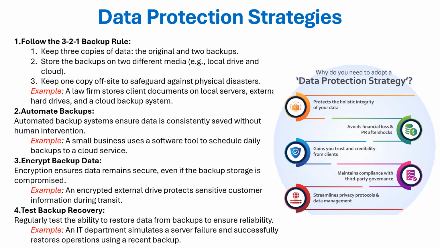For example, a law firm stores client documents on local servers, external hard drives, and cloud backup as well. The second strategy is to automate backups, using software or by setting a date or time to ensure data is consistently saved without human intervention, meaning everything goes automatically. For example, a small business uses a software tool to schedule backups to a cloud service on a specific day of the week.